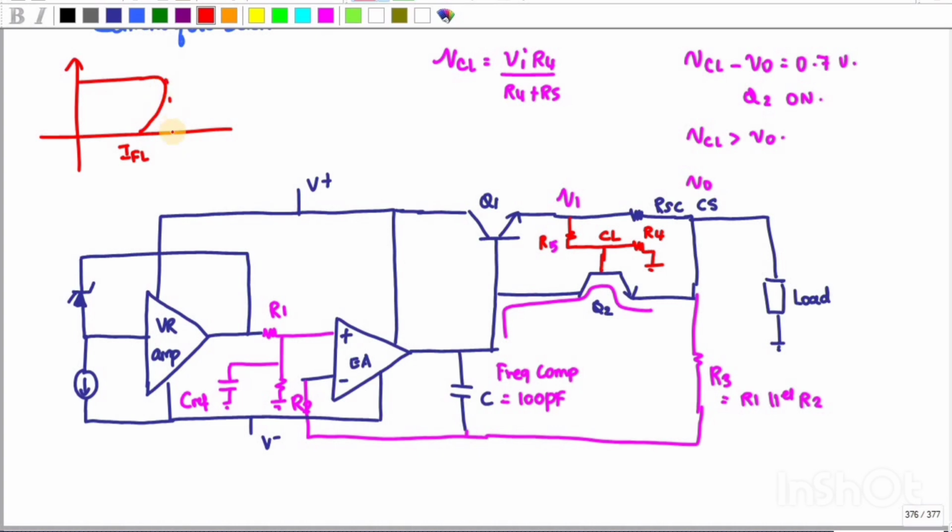So instead of reaching the I knee value, it will reach only V0. This is about the load current. Instead of reaching the 150 milliamps, the greater value, since the voltage value gets reduced, the current gets folded back.